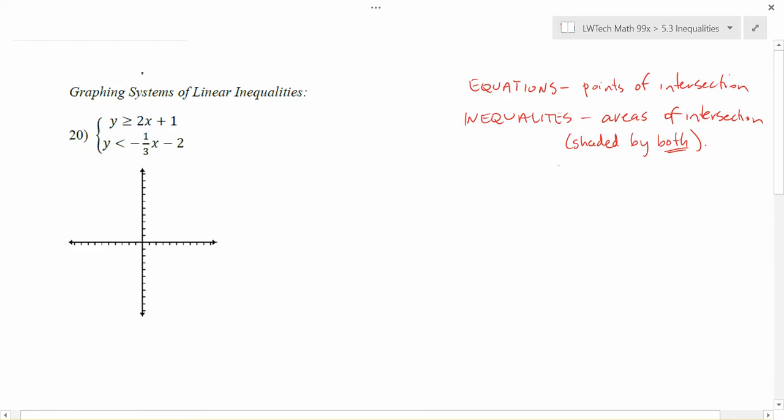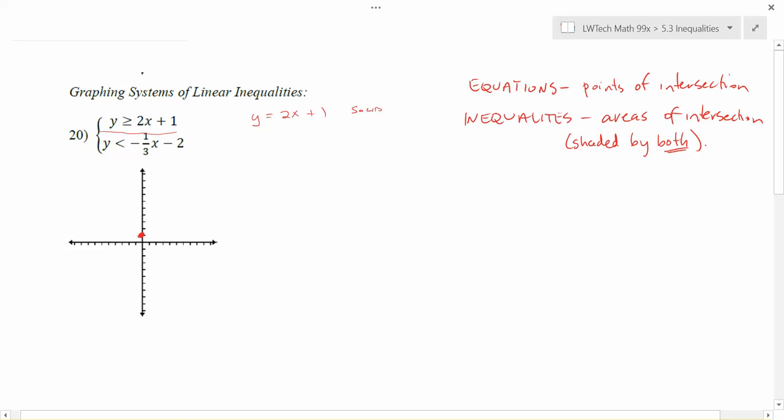All right, so let's take a look here at problem number 20. The first inequality that we have is y is greater than or equal to 2x plus 1. Just like before, remember we want to first graph the line that's associated with it, that boundary line, y equals 2x plus 1. Because it's greater than or equal to, this is going to be a solid line when I go in to sketch it. All right, so let's try that.